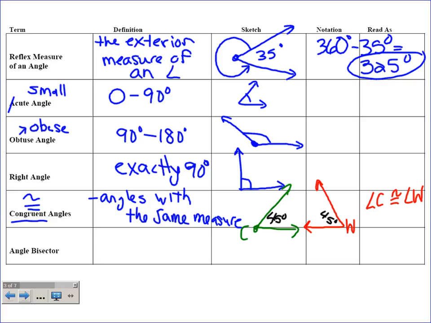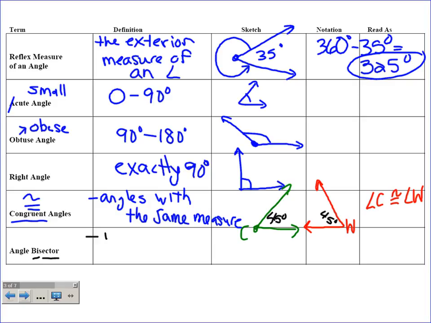Last one. Actually, it's the second to last one. I have to add one more on here. Angle bisector. What does bisector mean? Remember that? Yeah, it means cut in half.